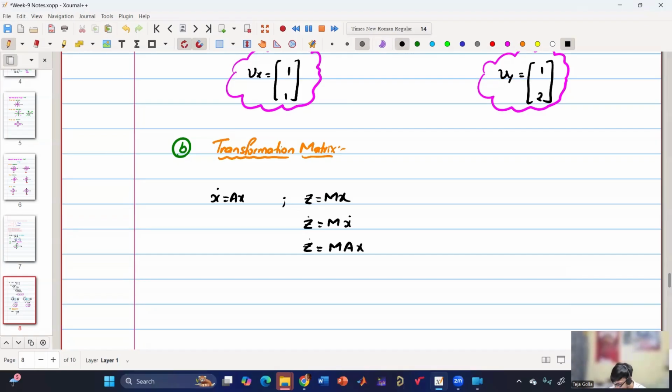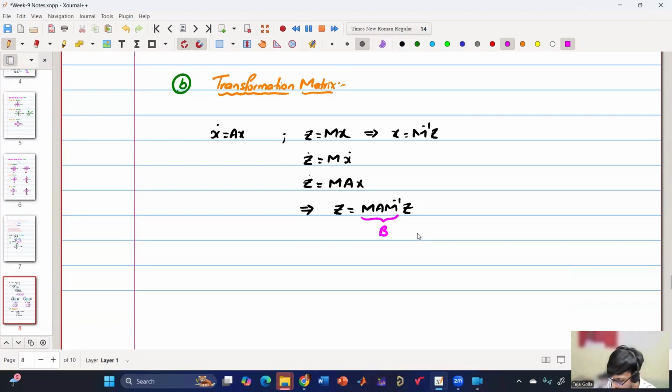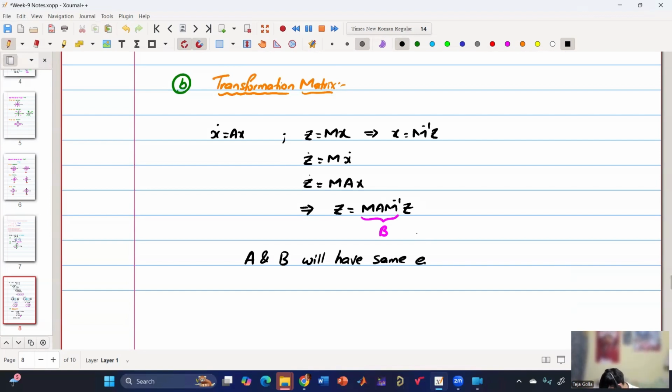So now if I replace x, what is x? X is nothing but M inverse into z. So now if we finally substitute, we'll get z dot = M A M inverse z. Now if I assume this to be some matrix B, then A and B will have the same eigenvalues.